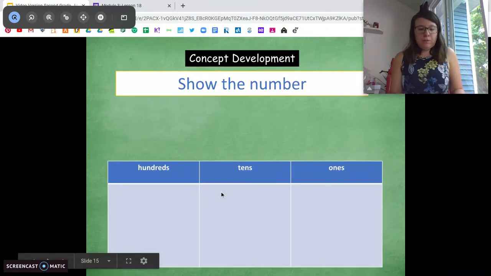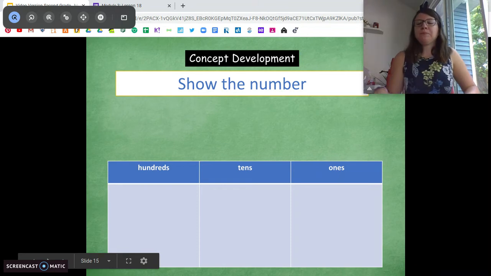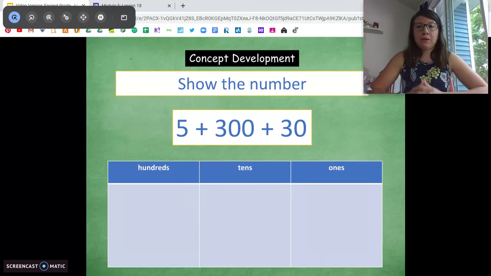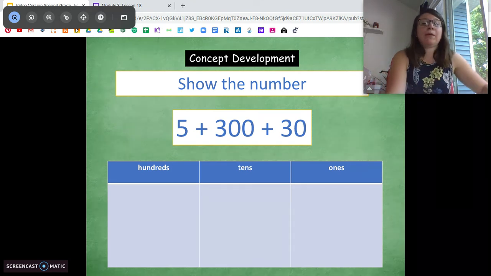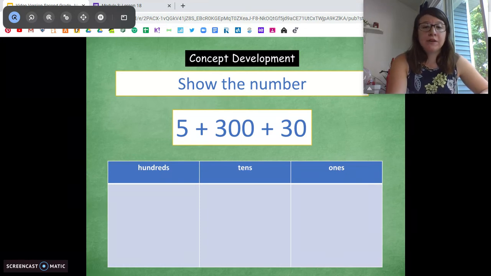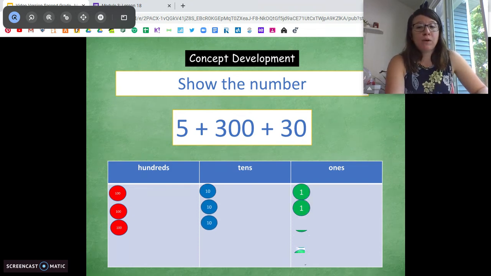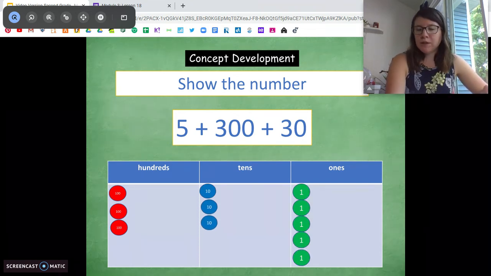So clear your place value board, and here we go. Show me this number. Now this number is written in expanded form. So show me the hundreds, tens, ones. Pause, do that now. It says 5 plus 300 plus 30. Here we go. So I see 300, so I'm going to do 300s. I see 30, which is equal to 3 tens, and I see 5 ones. Awesome. What number is this?